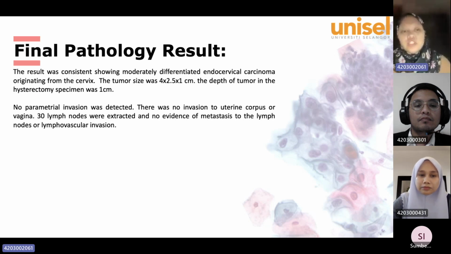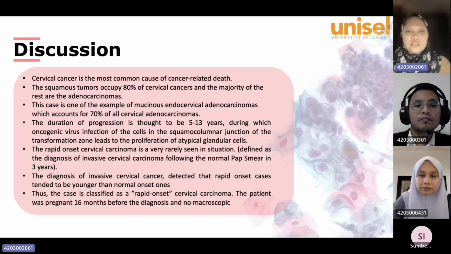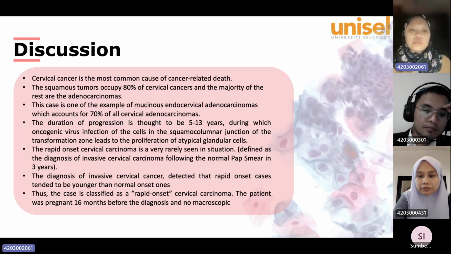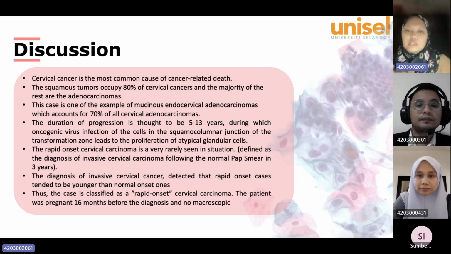Okay, for the discussion, cervical cancer is the most common cause of cancer-related death. The squamous tumor occupies 80% of cervical cancer, and the majority of the rest are adenocarcinomas. This case is one of the examples of mucinous endocervical adenocarcinomas, which account for 70% of all cervical adenocarcinomas.